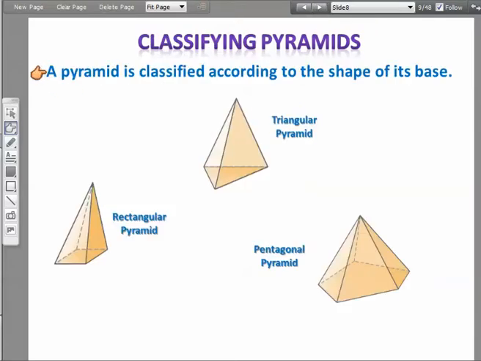Now a pyramid is classified according to the shape of its base. This one, the shape of the base is a triangle, so it's a triangular pyramid. This one, the shape of the base is a rectangle, so it's a rectangular pyramid. And over here we have a 5-sided base, so it becomes a pentagonal pyramid.